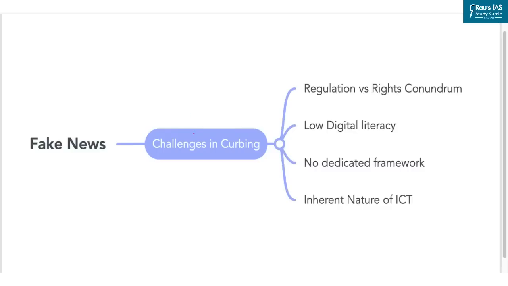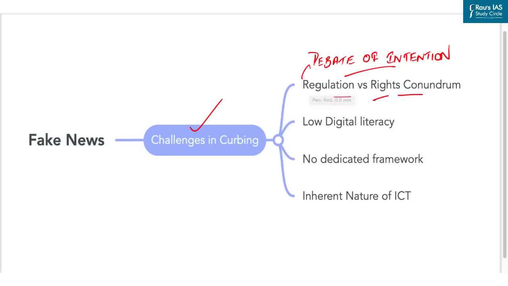Now let us discuss a few challenges in curbing fake news in India. First in this is the regulation versus rights conundrum. Flagging of fake news often gets entangled in the debate of intention. Here, the government is trying to regulate this problem with the help of the new amendment 2023 because it will be helpful to maintain tranquility and order. And on the other side, critics are raising concern and term it an attempt at curbing free speech. So this shows the regulation versus rights conundrum.